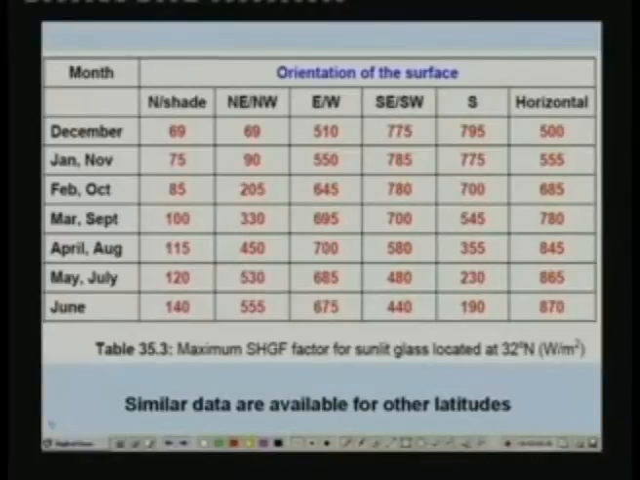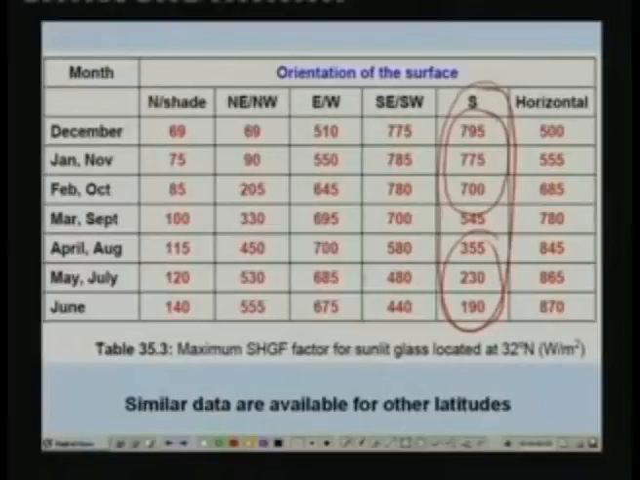As I was mentioning in the last example, for south side windows the maximum solar heat gain factor, that means the radiation transmitted into the building through the glass, is very small during summer, whereas it is large during winter. What we want is to heat the buildings in winter using solar radiation, and we do not want any solar radiation into the building during summer, because that way you can keep the building cooler during summer and warmer during winter.